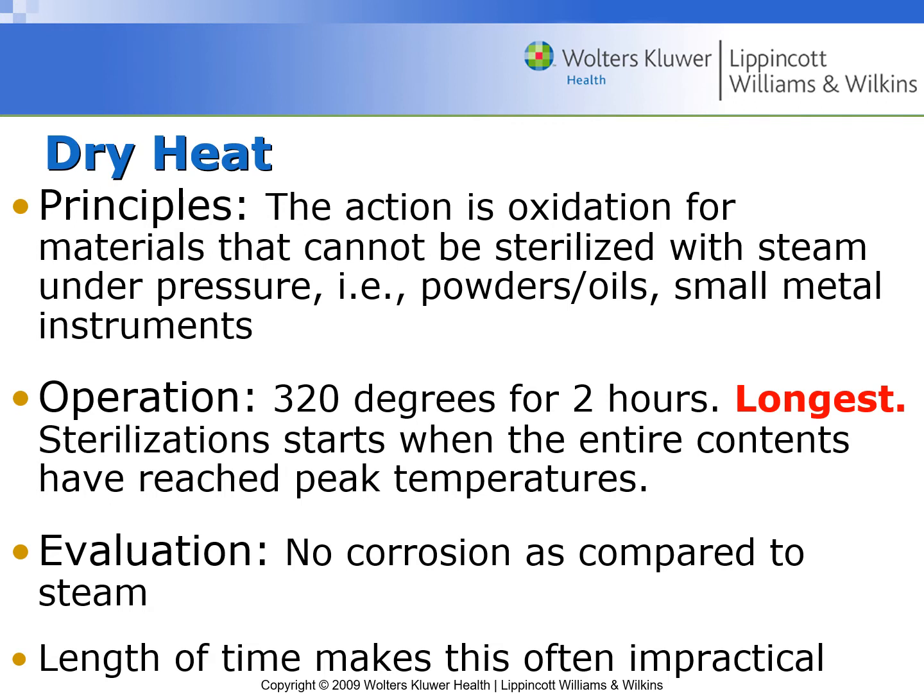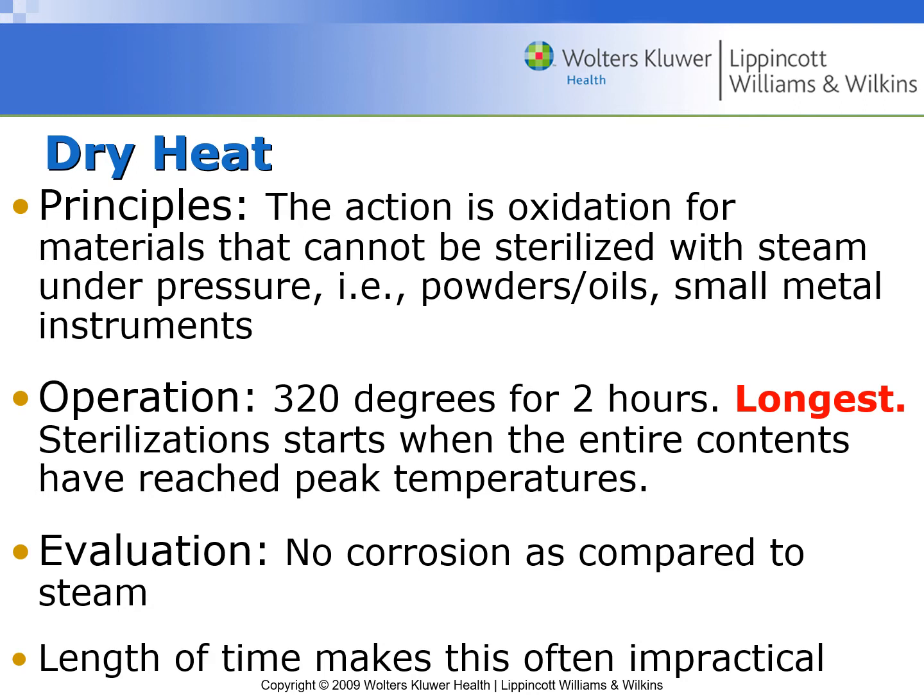This particular way of sterilizing has 320 degrees for 2 hours. It is the longest. So for 2 hours, it takes for those instruments to become sterile. Sterilization starts when the entire contents have reached peak temperatures. So with the steam under pressure, it is starting to sterilize while it's reaching up to that height of 250 degrees. But for dry heat, it doesn't even start until the entire contents have reached peak temperatures, which is why it takes so long.